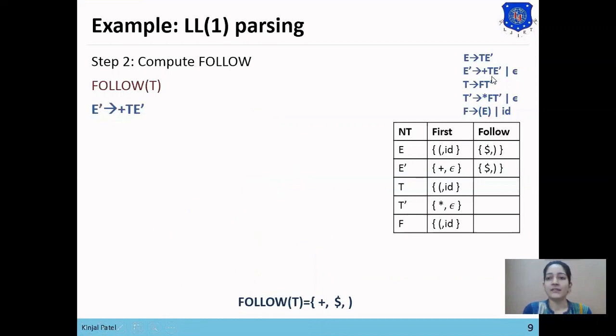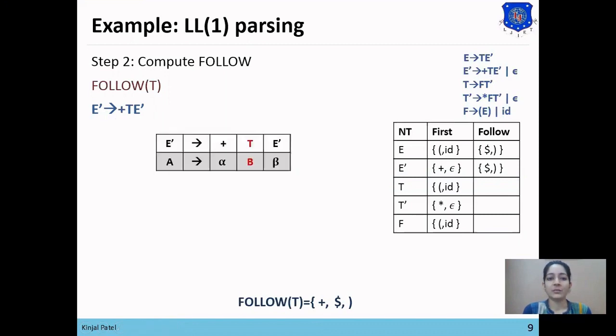Now we will check for the second statement where T is present, E dash produce plus T dash. So we'll compare this with the statement of our rule. So E dash produce plus T dash matches with the statement A produce alpha B beta. So we'll apply rule number 2, which says that if beta is non-terminal, then first of beta will be added in follow of B. So our beta is E dash.